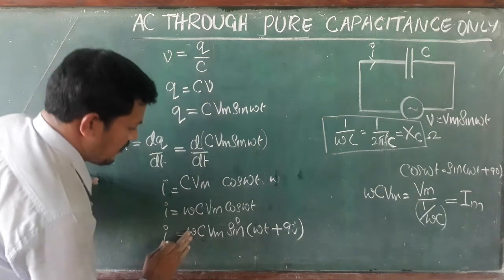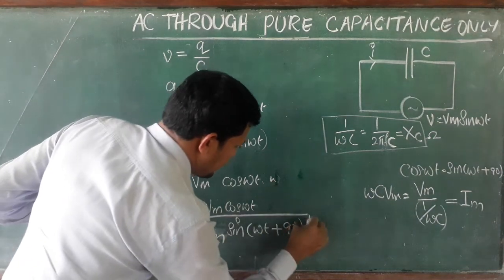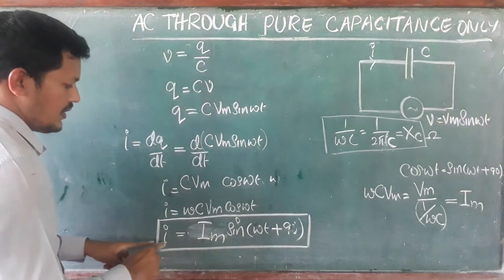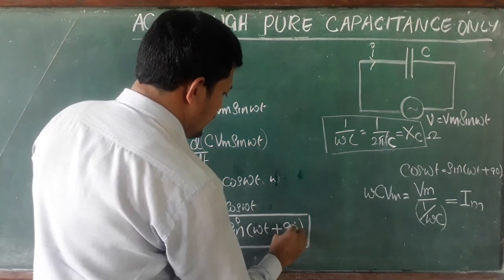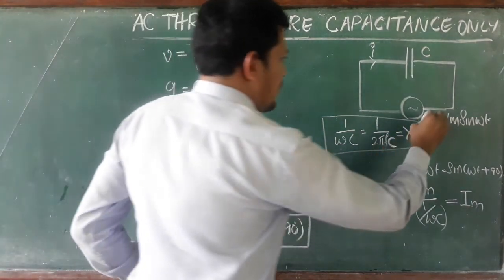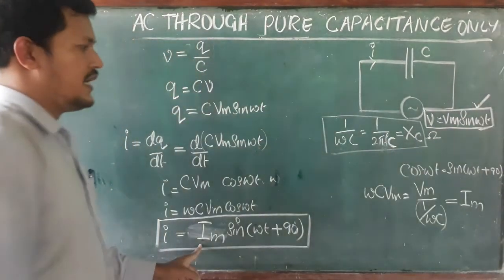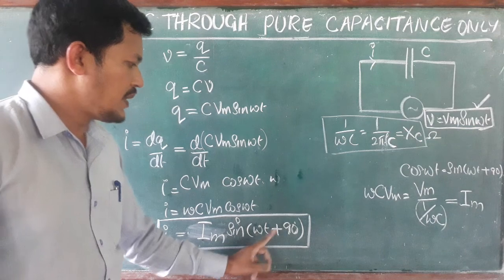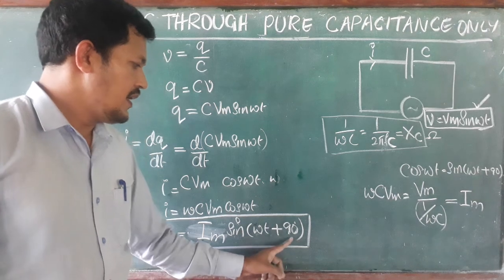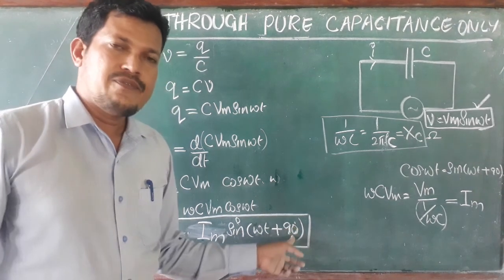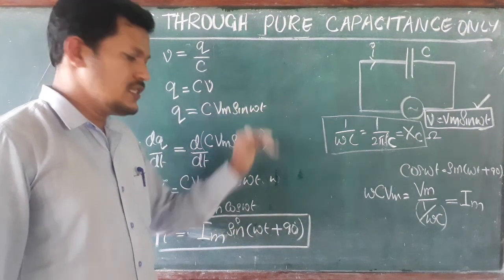Now I am replacing Im here. So I equal to Im sin omega t plus 90. Clear? So it's a current expression. I equal to Im sin omega t plus 90 degree. Now we can compare with our supply voltage. The supply voltage V equal to Vm sin omega t. So here Im sin omega t plus 90. The plus indicates leading. Clear? And how much it leads means 90 degree. The phi value is 90 degree. So here current is leading the voltage by 90 degree.